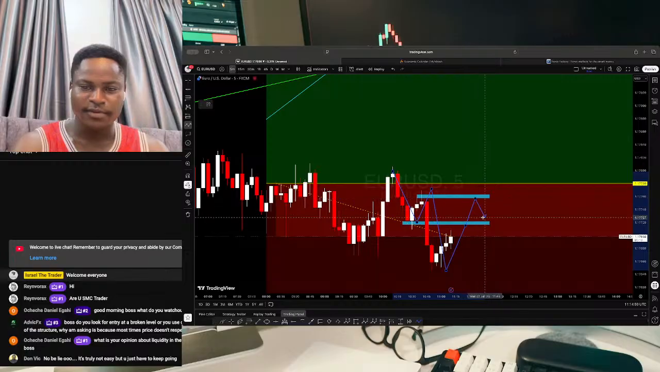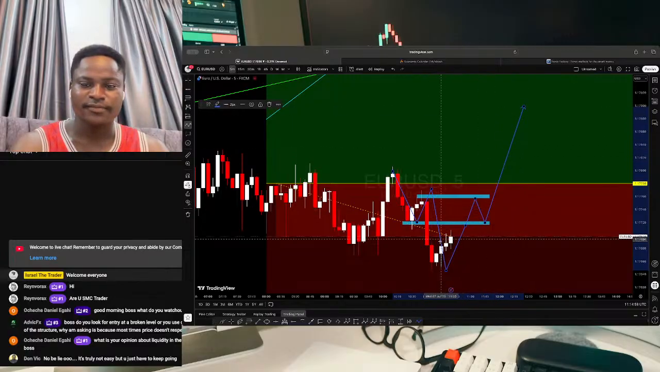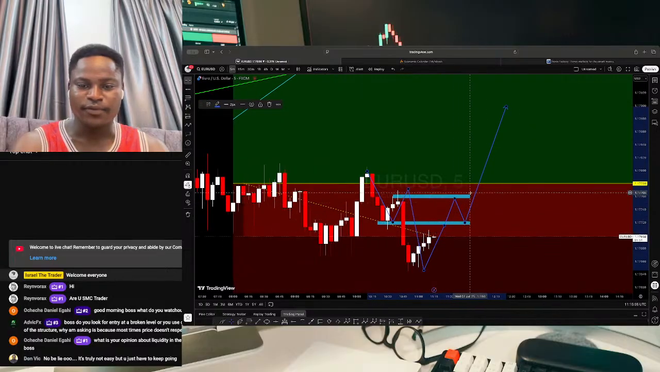Other than that, this is what can happen. Come up, then here again, then boom, push up. So we'll have this head and shoulders pattern right here. We'll have the head and shoulders pattern on the smaller time frame, which is 5 minutes, before we see a breakout of the structure and push to the upside.